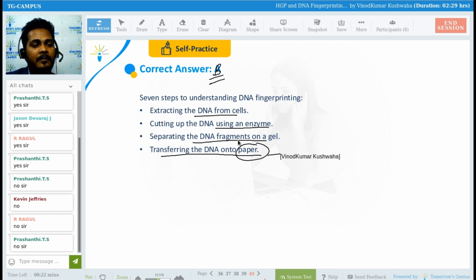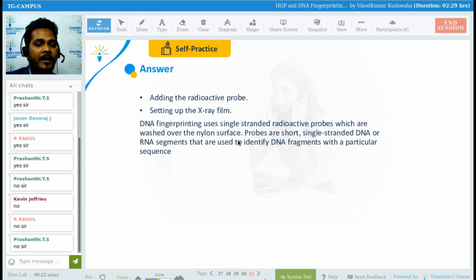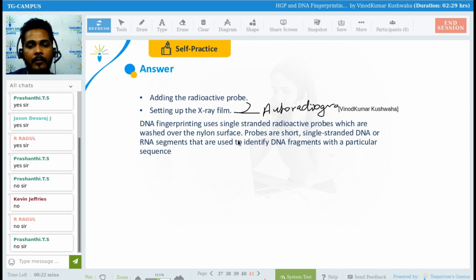It's a nitrocellulose membrane or nylon, yes, on the nylon paper, then adding the radioactive probe, and then setting up the X-ray film, and this X-ray film process is called autoradiography. Radiography. Yes or no?